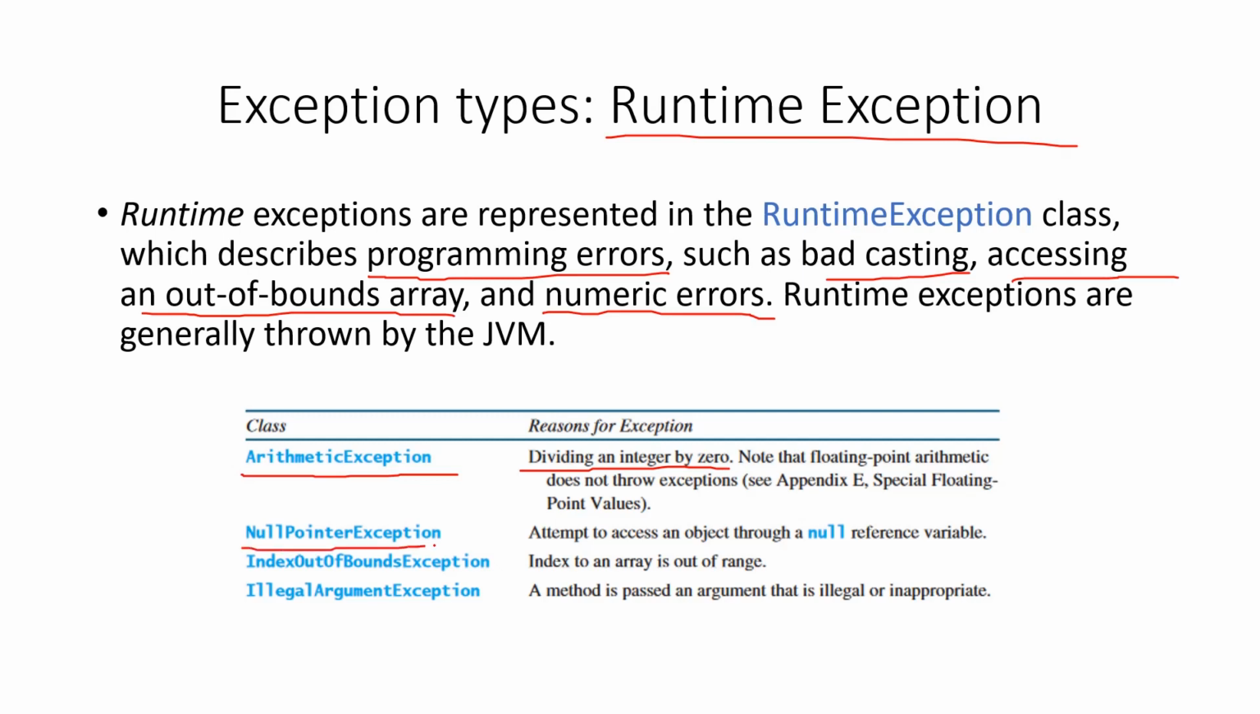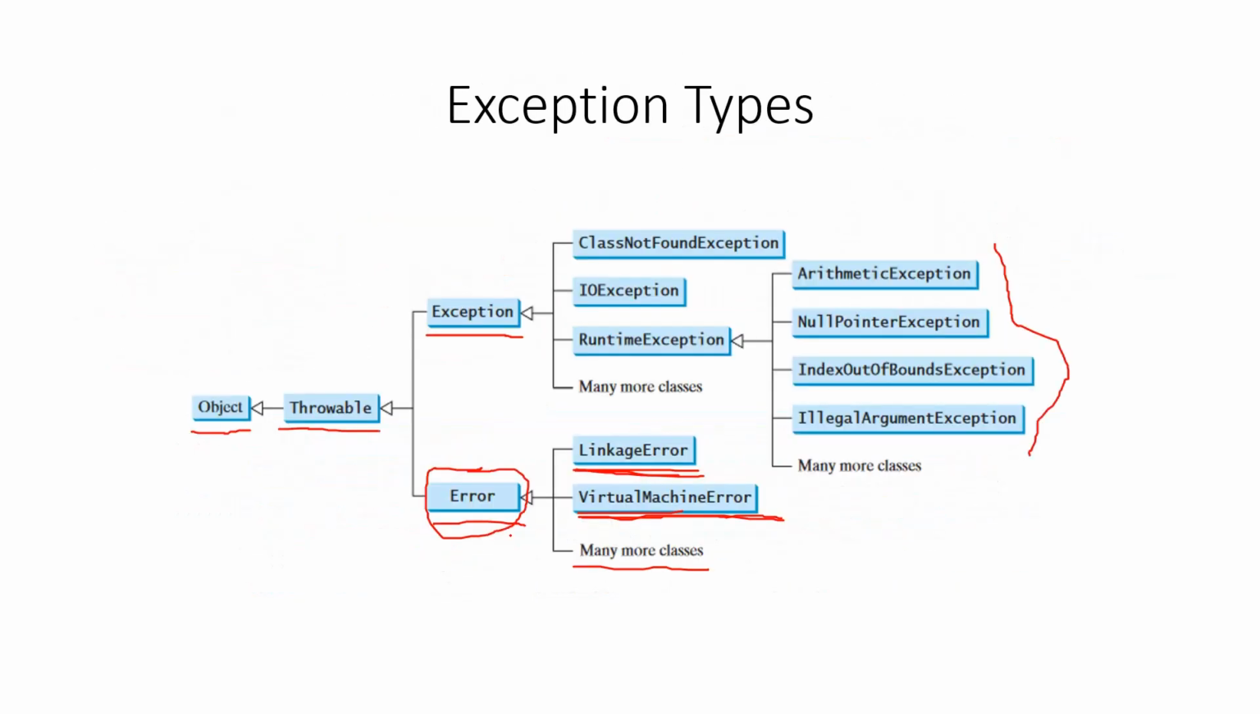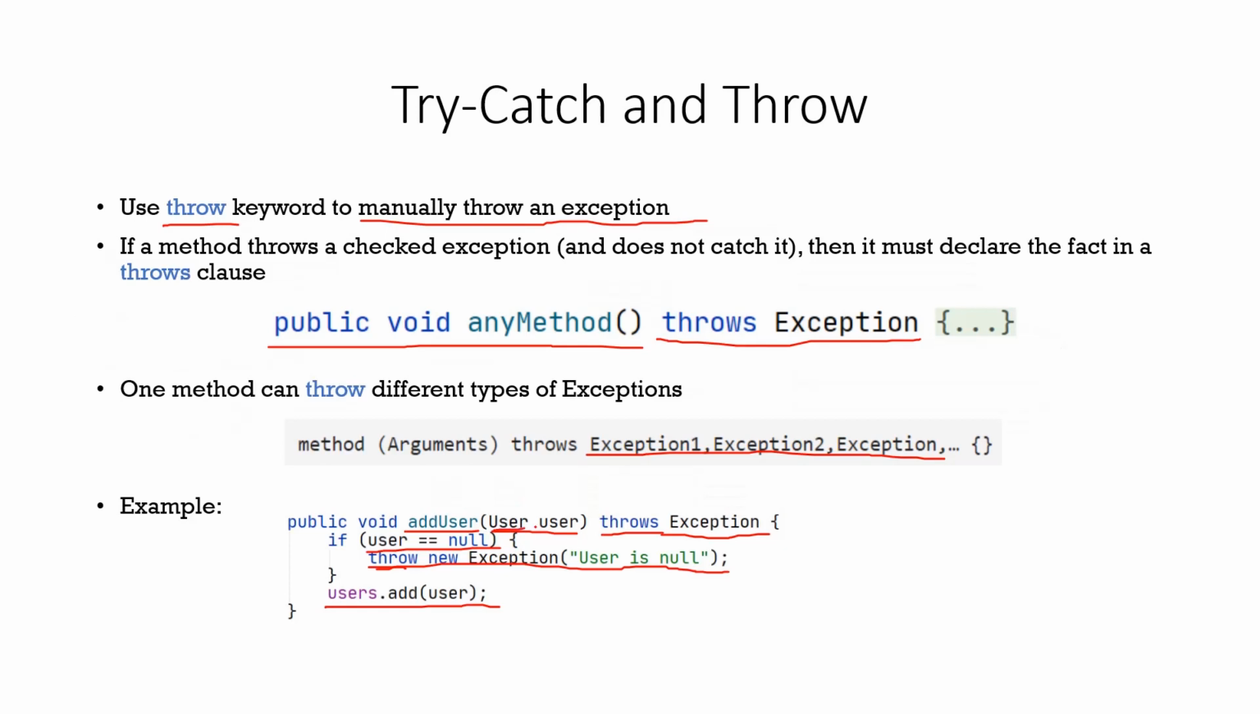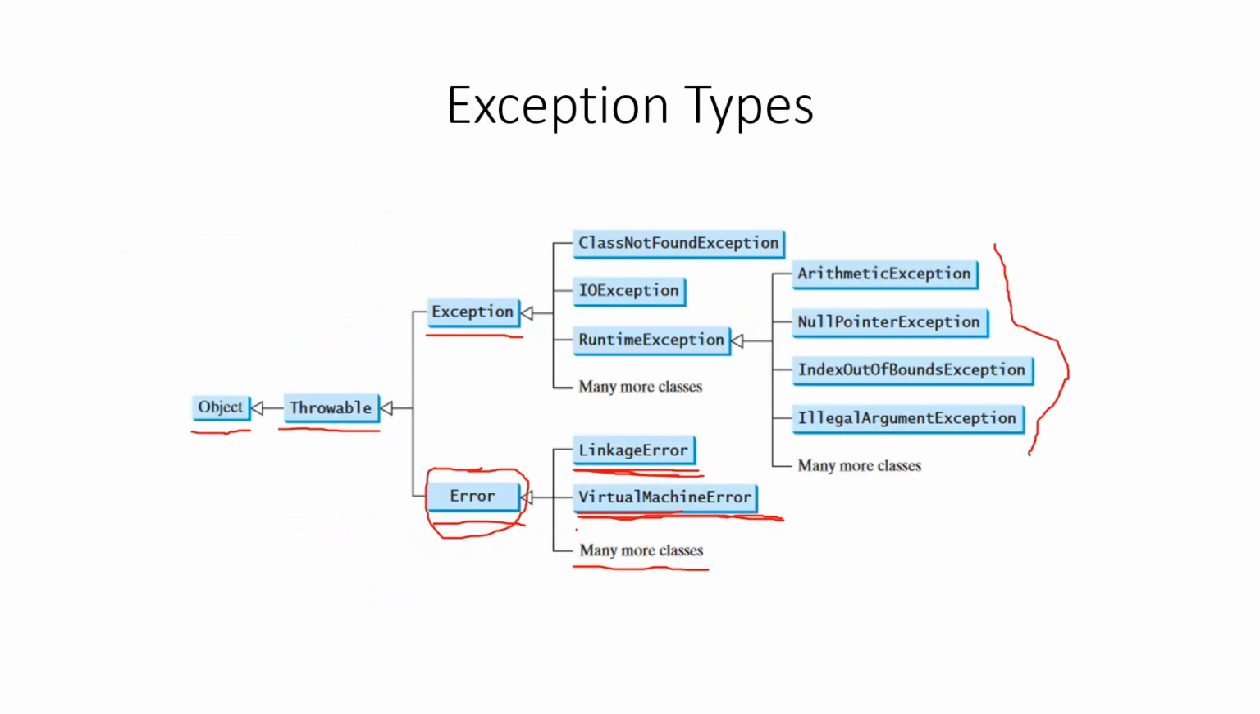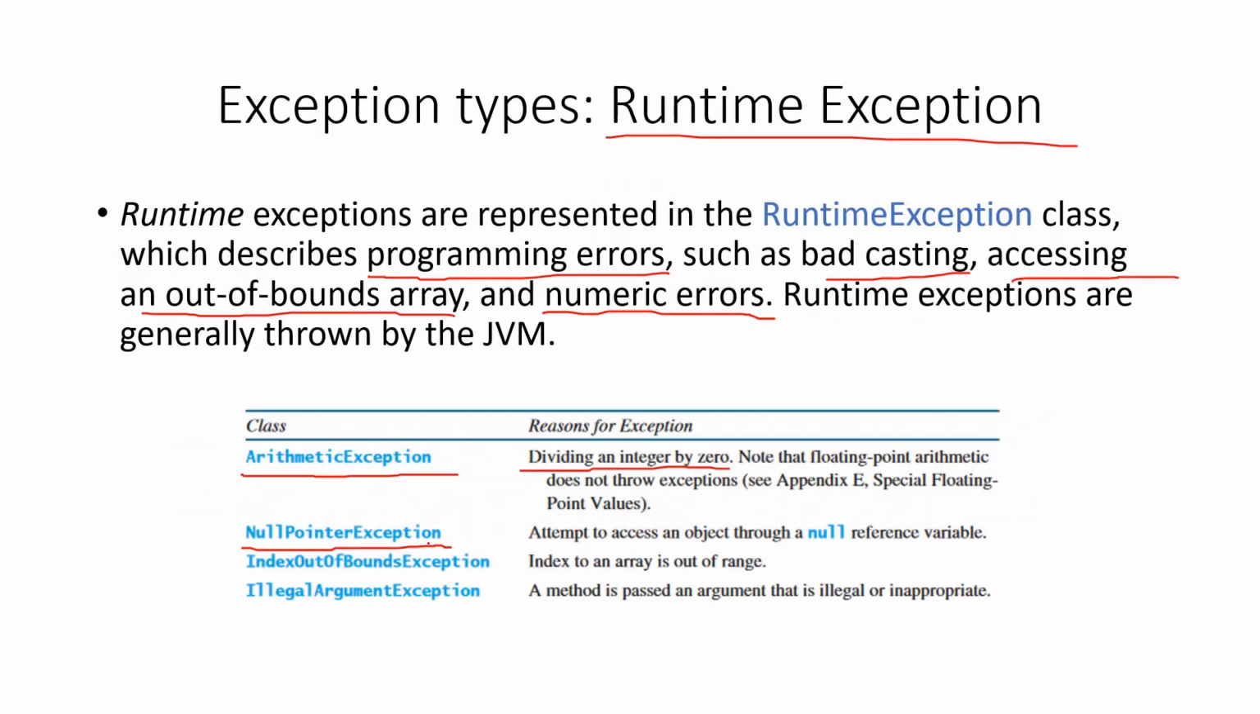NullPointerException is when we want to use some object that is null. IndexOutOfBoundsException is used when we want to access an element that doesn't exist in an array. For example, if our array is created for 5 elements, but we want to access the element under index 10, of course, in that case we would get IndexOutOfBoundsException.